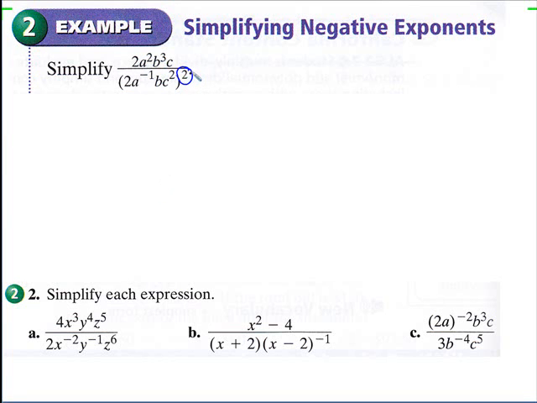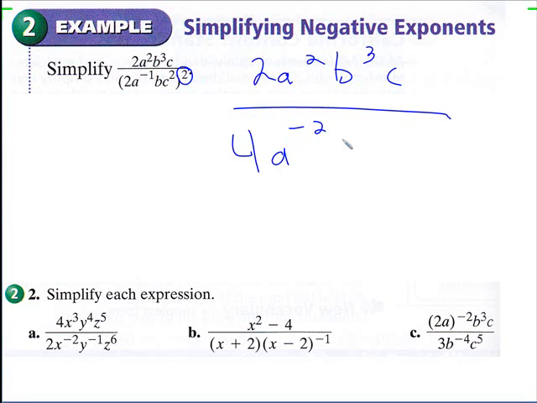I will simplify this exponent out here. So the top stays the same. The top is 2a squared b to the third c. And then the bottom, if you simplify this exponent, that would be 4a to the negative 2 b squared c to the fourth. Now that you simplified this exponent, any negative exponents, you want to make positive.